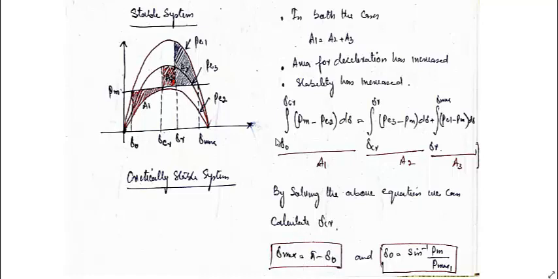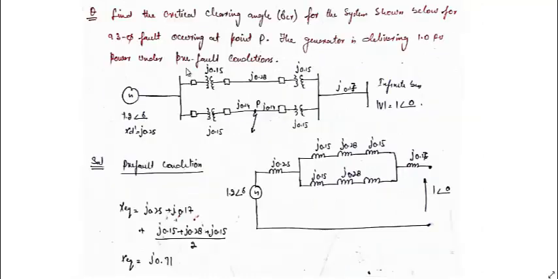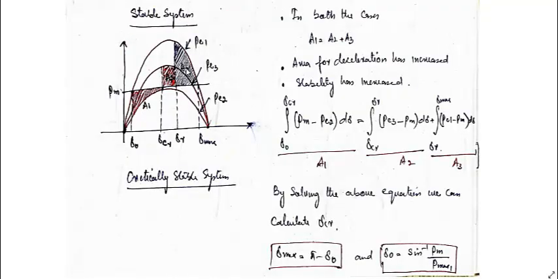So you need to identify what is delta max, what is delta R, and what is the accelerating area and decelerating area. So I hope you have understood this. I will stop here.